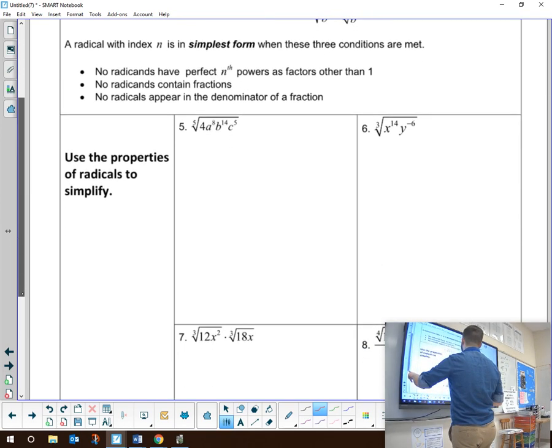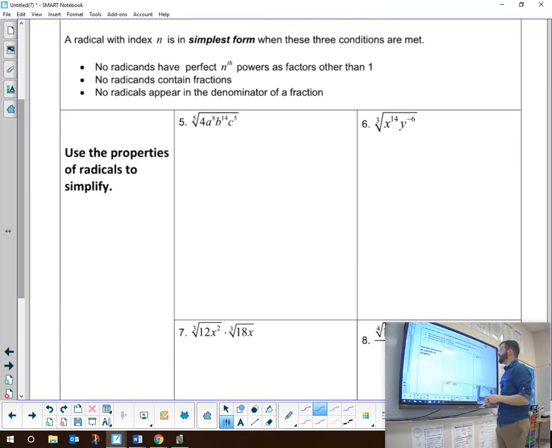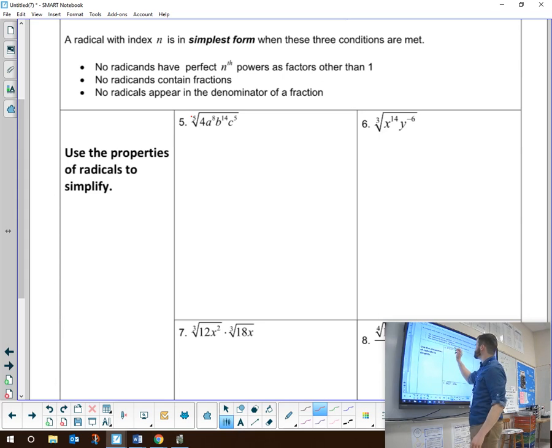So number 5, we have the fifth root of 4, a to the 8th, b to the 14th, c to the 5th. And we're going to be changing each one of these. We're going to be simplifying each one. The first thing that you need to do whenever you cake, whenever you simplify, is you want to look at the index. And in this case, my index is that 5 right there. So to cake, we're going to have to be circling in groups of 5.